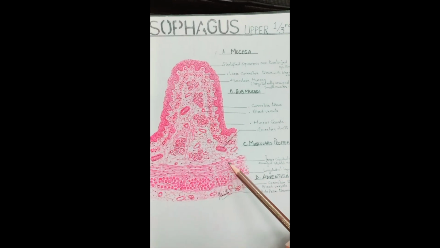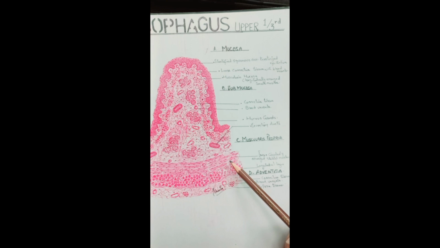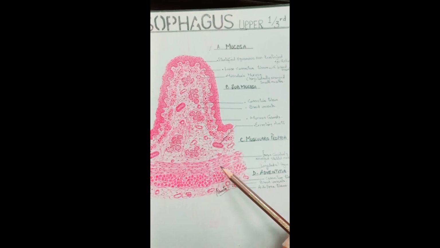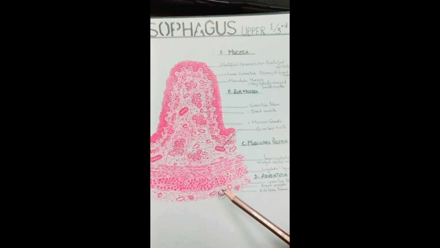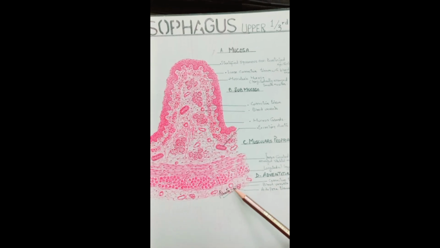In the middle third, you will draw not only the skeletal muscle but also the smooth muscles, and in the lower one third you will just draw the smooth muscles, and in the lower one third you will draw serosa instead of adventitia.